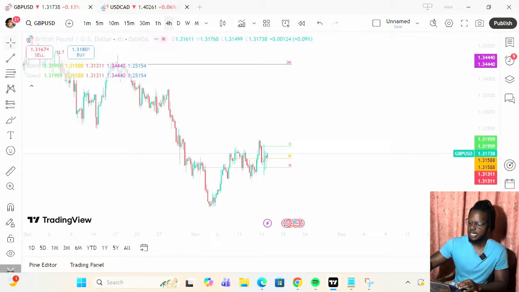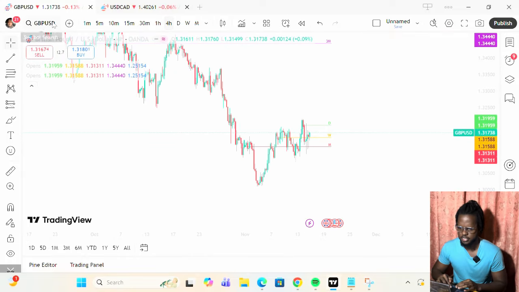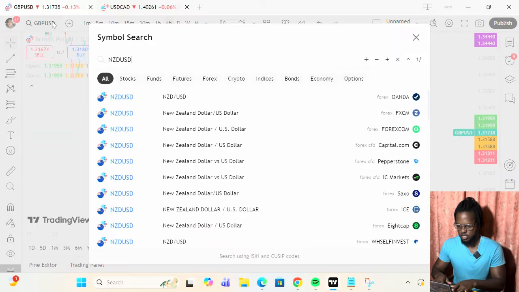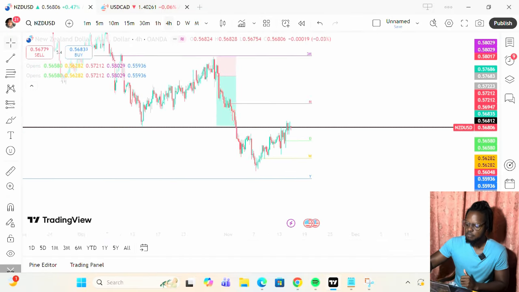Of course, I'll send my ideas in the group, but right now I need a bit more development. I can't lie. Same thing with NZD/USD. I'm looking for shorts. The New Zealand dollar is weak.